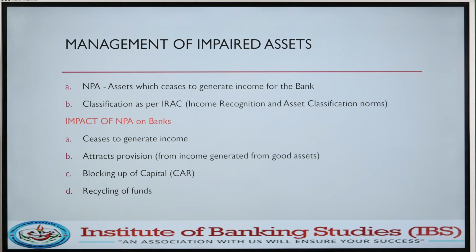The first impact is that those assets which are classified as non-performing assets cease to generate income for the bank. Simultaneously, they attract provision. That is, the income generated from good assets should be earmarked in certain portion towards provision for these non-performing assets. Simultaneously, it blocks the capital, which is a scarce resource, and of course the recycling of funds is also affected.